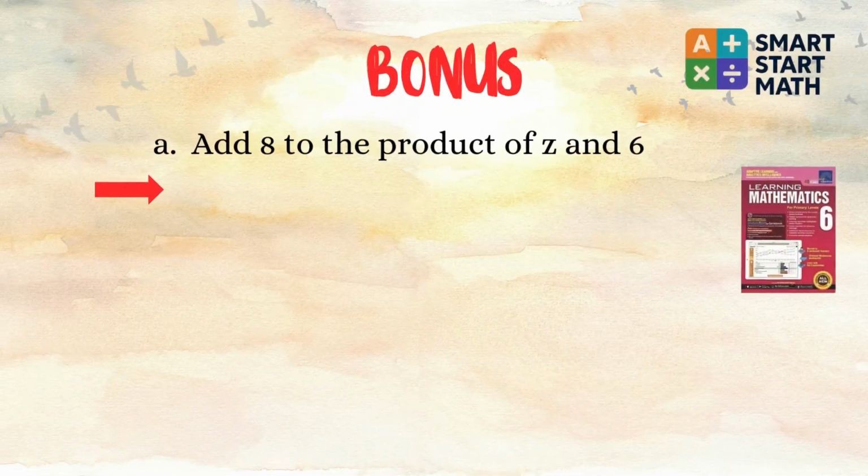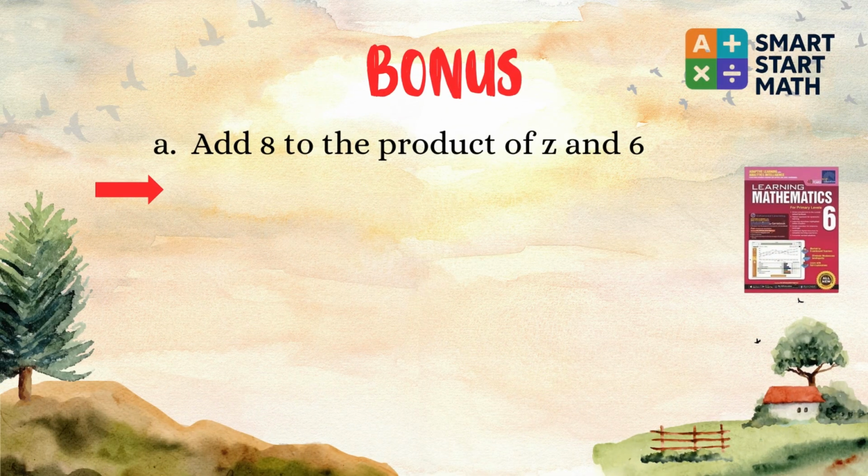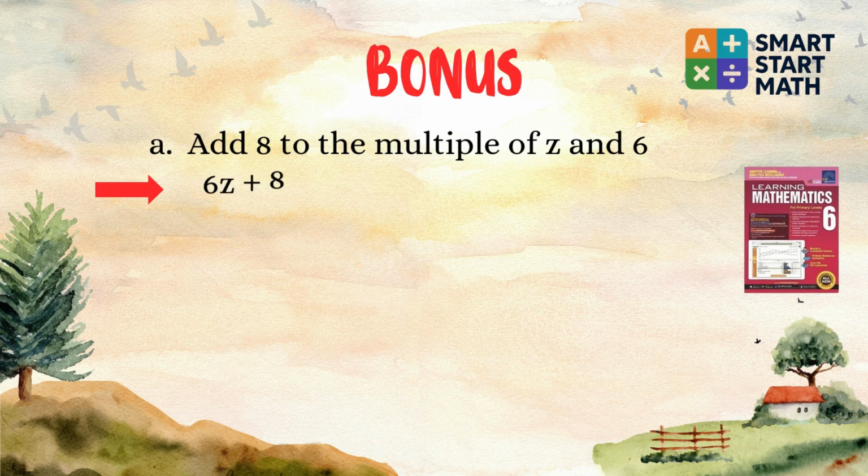Okay, I have 2 bonus questions for you. Let's take a minute to think through each one carefully. Question A. Add 8 to the product of z and 6. First, think about the product of z and 6. That means 6 times z, or simply 6z. Next, we add 8 to it. So the final expression is 6z plus 8.